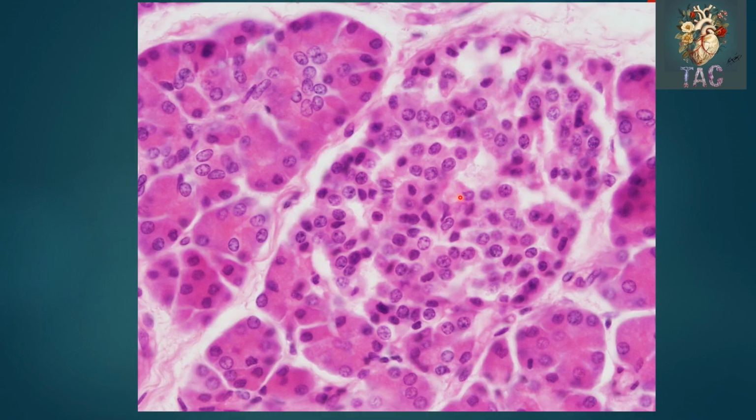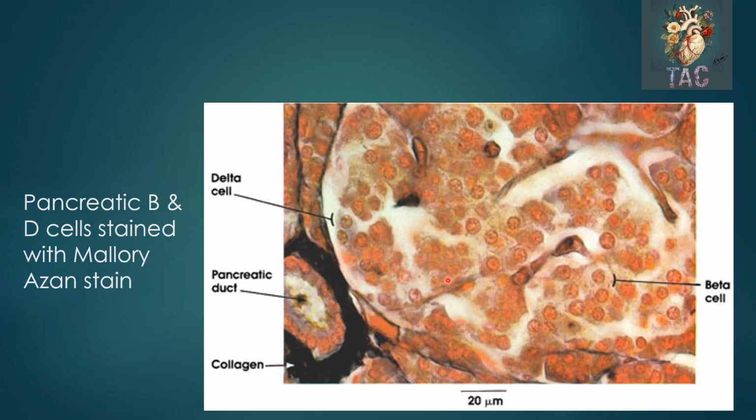So here is another H&E stain section, in which you can see the islet of Langerhans at higher magnification. With the Mallory Azan stain, A cells stain red, B cells stain brownish orange, and D cells stain a bluish color. Their cytoplasm shows blue color.